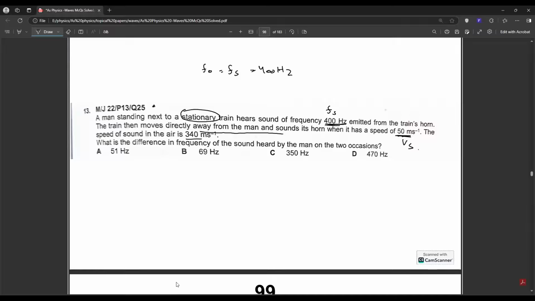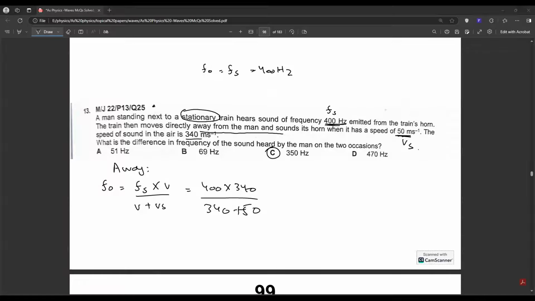But when the train is moving away, which formula will we apply? Frequency observed is equals to Fs into velocity divided by velocity plus the velocity of the source. Fs is 400. What is the speed of sound? 340 divided by 340 plus 50. Can we calculate this answer? Yes. 400 into 340 divided by 340 plus 50. This comes out to be 349 hertz, or about 350 hertz. The answer is C.